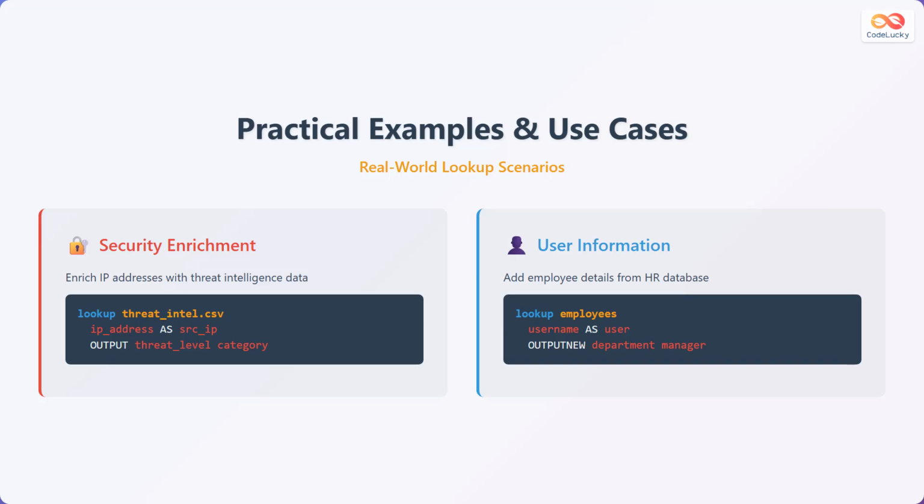Another common use case involves enriching user activity logs with employee information from HR databases. By matching username fields to an employee's lookup table, you can automatically add department and manager information to access logs, making it easier to track user behavior across organizational boundaries. These examples demonstrate how lookups transform raw log data into actionable intelligence by adding business context.